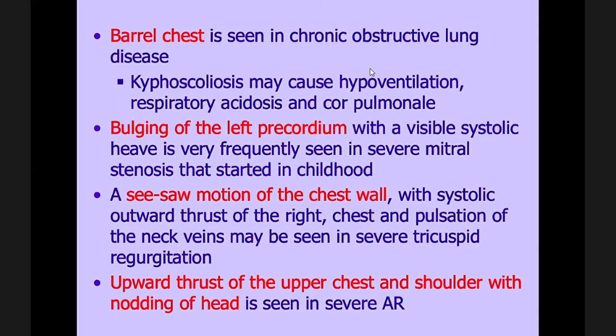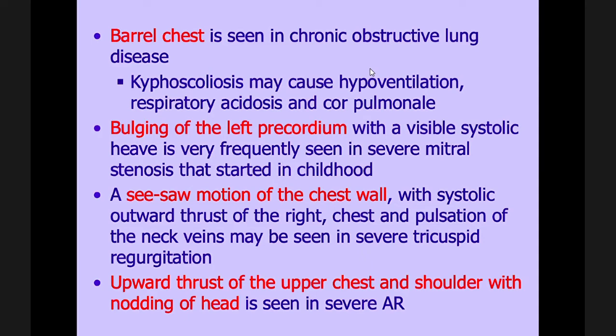If you see a seesaw motion of the chest wall, and there is also a systolic outward thrust of the right chest and pulsation of the neck veins, this is seen in patients with severe tricuspid regurgitation.